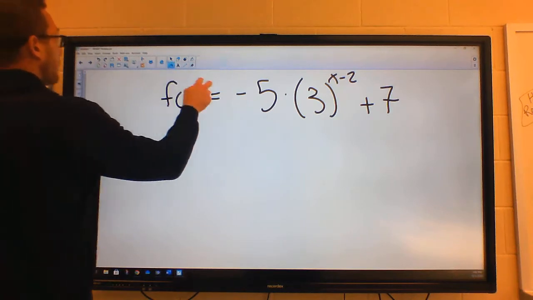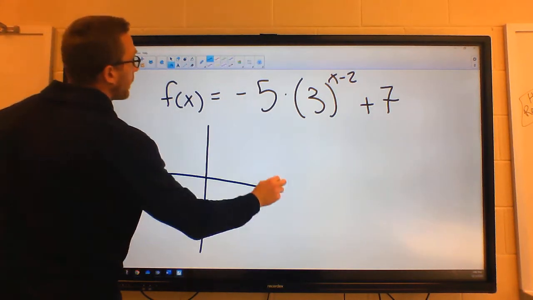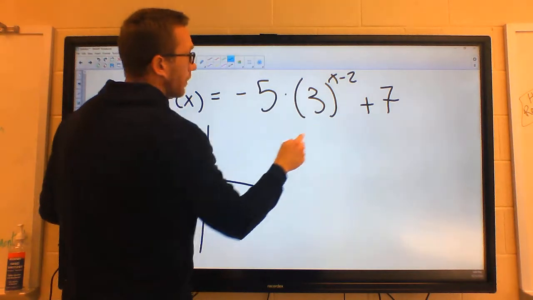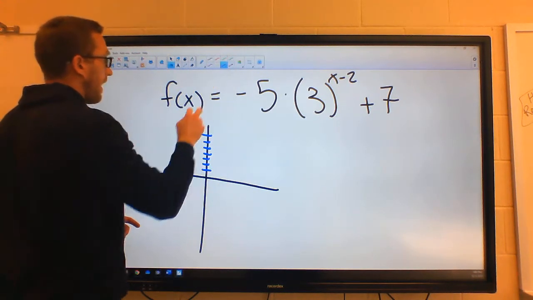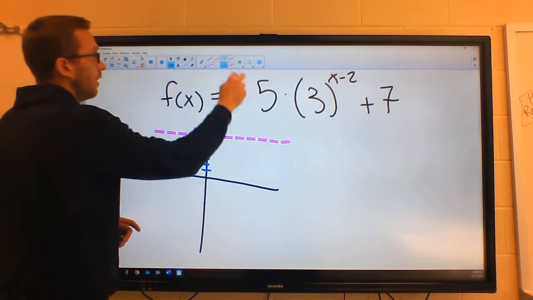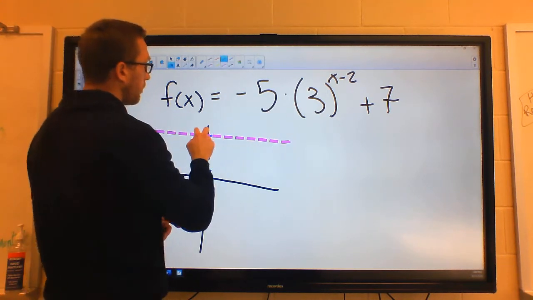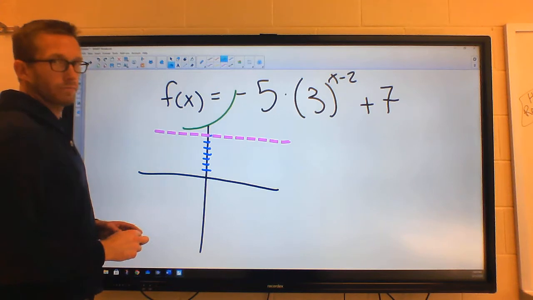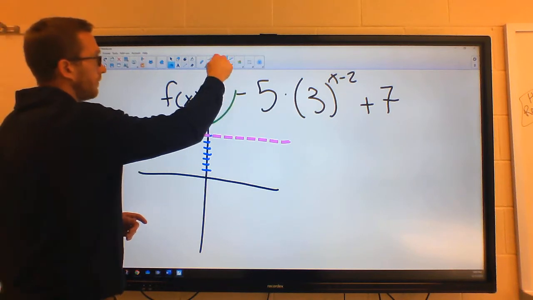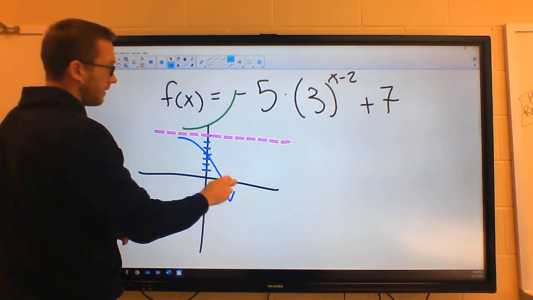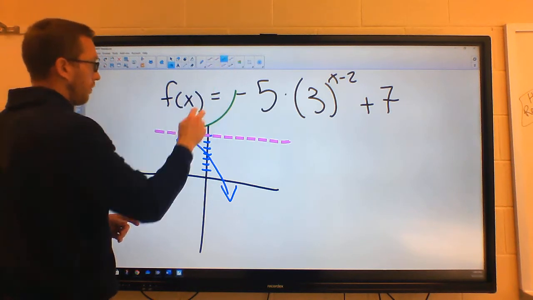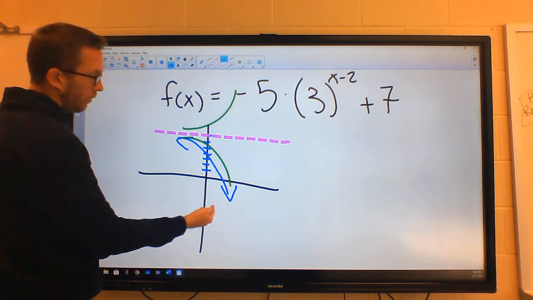Okay. If we want to talk about how we would graph this, or how we would identify the graph, the first thing we would look at is our 7. And that is our asymptote. Okay, we know that this would have been a growth problem, but it is reflected and stretched. So here would be the regular reflection, here would be the stretched.